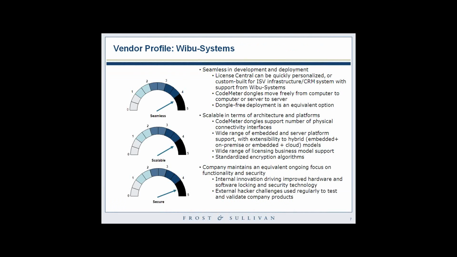The solution can also scale to support desktop and cloud extensions of embedded devices, such as monitoring dashboards. It's also worth noting that Wibu uses industry standard algorithms for its license management enforcement, so you can technically continue to maintain and optimize your solution independent of Wibu-Systems if that ever becomes necessary. That is kind of important from a long-term risk management perspective. And finally, Wibu-Systems is one of the few license management vendors who has a very stringent focus on security, both through internal innovation and through extensive external testing.